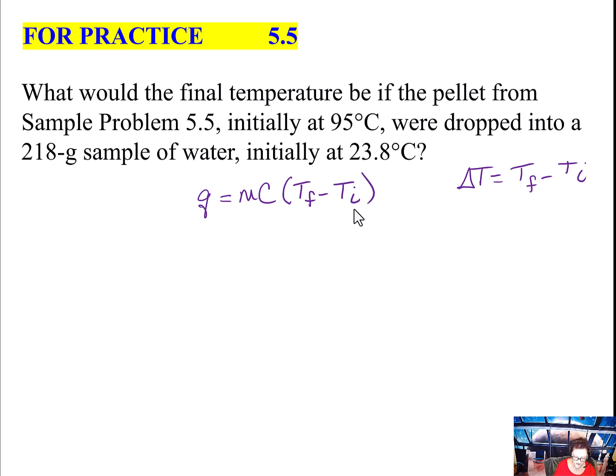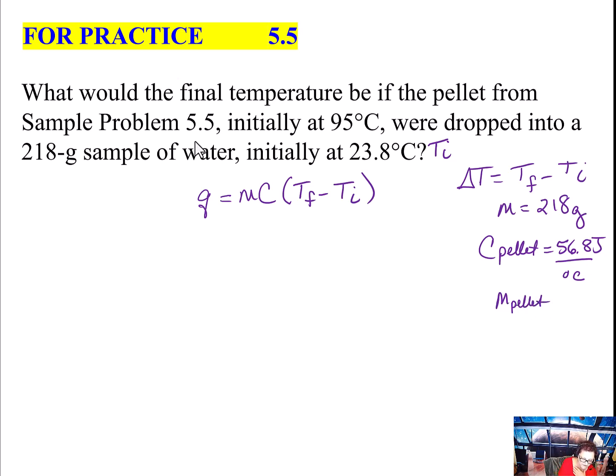Also remember that it's saying from up there you've got a mass of 218 grams, but your initial temperature here, that's T sub I for your water. Your T sub I of your pellet is 95. And then the C of the pellet we calculated in the previous problem, which was 56.8 joules per degree C. And the mass of the pellet, because it says you're going to use the stuff from problem 5.5, which is the one previous to this, your mass was 100 grams.